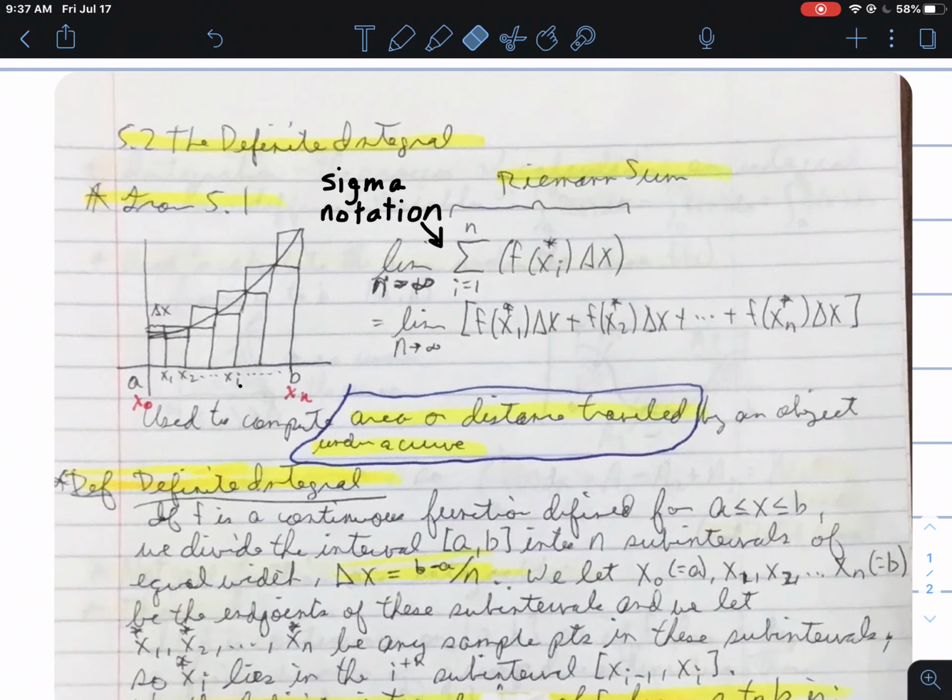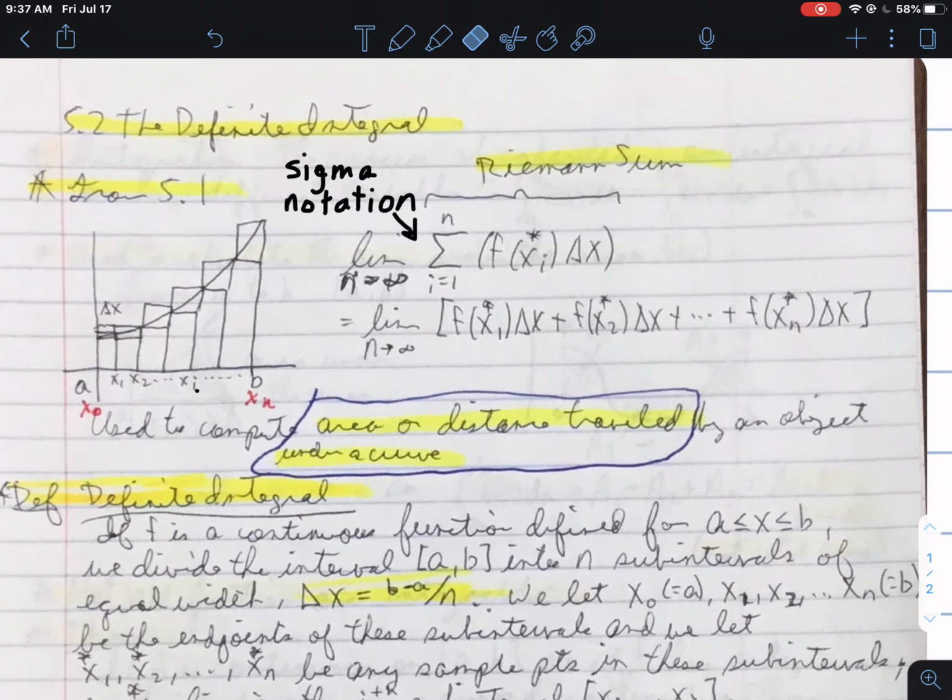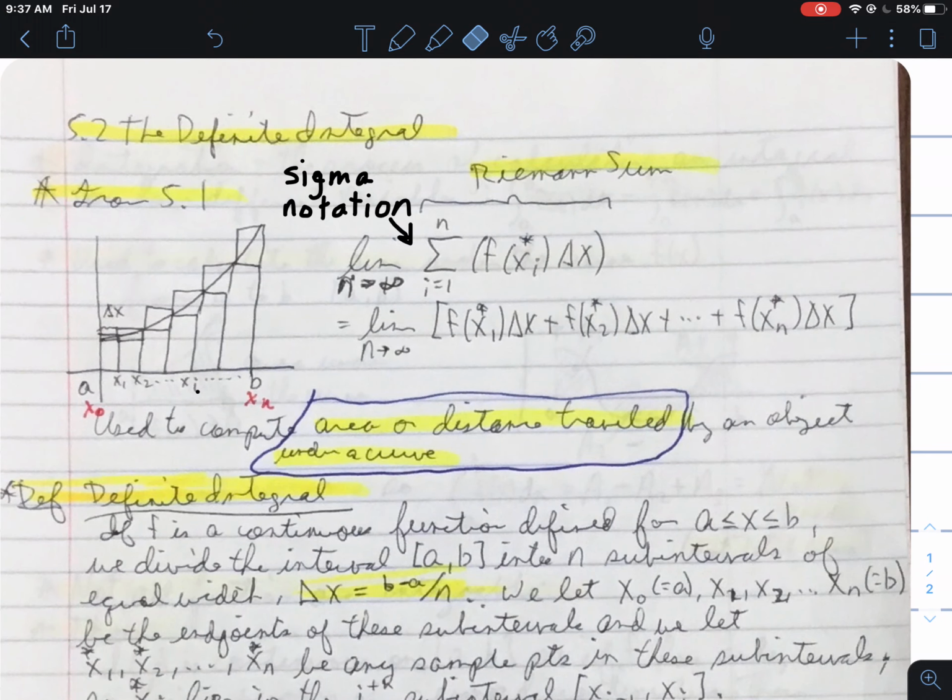Section 5.2, the definite integral. Now, before you view this section, you should have already read through section 5.1.